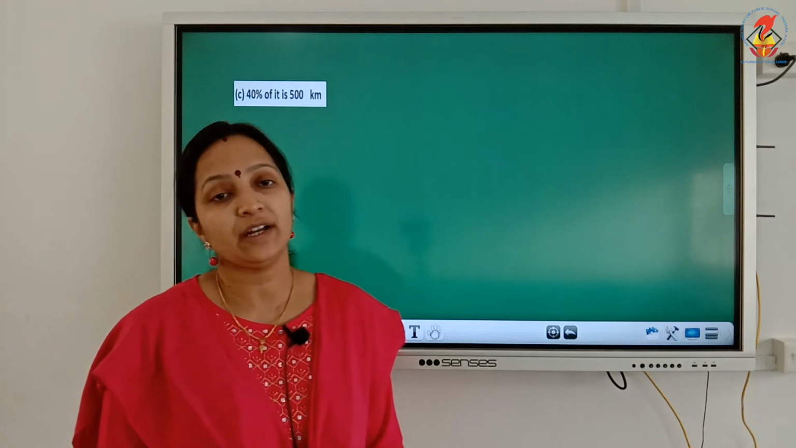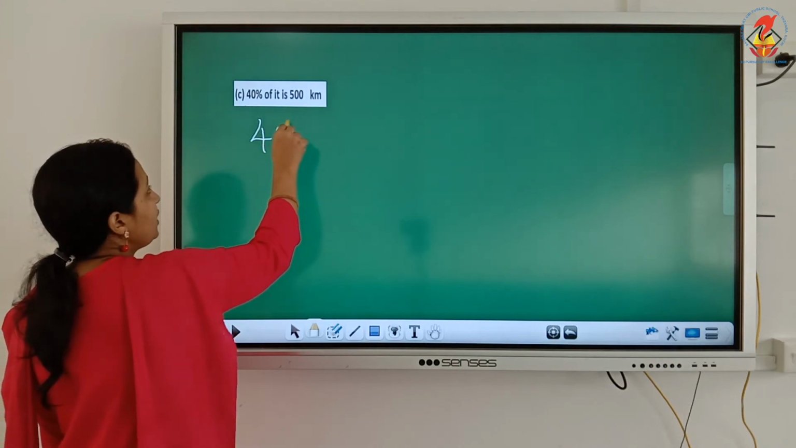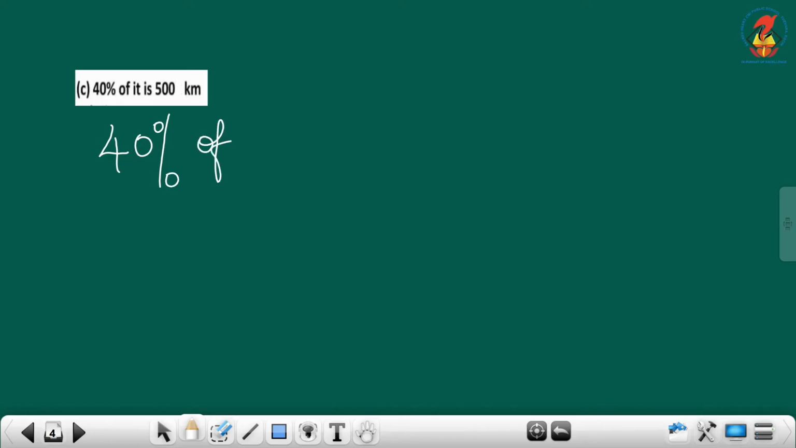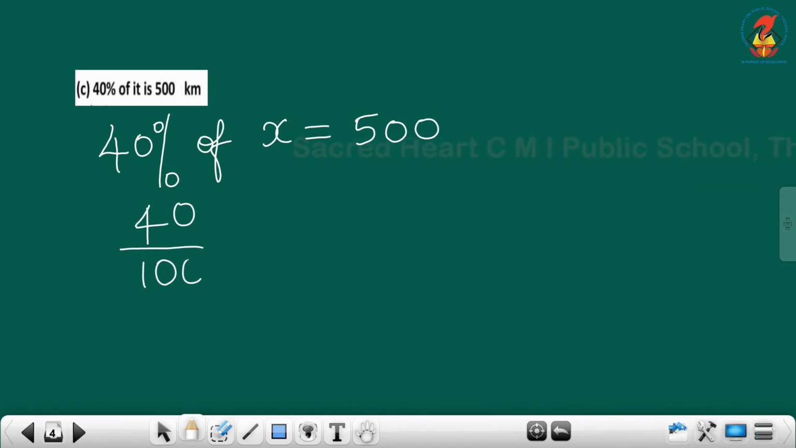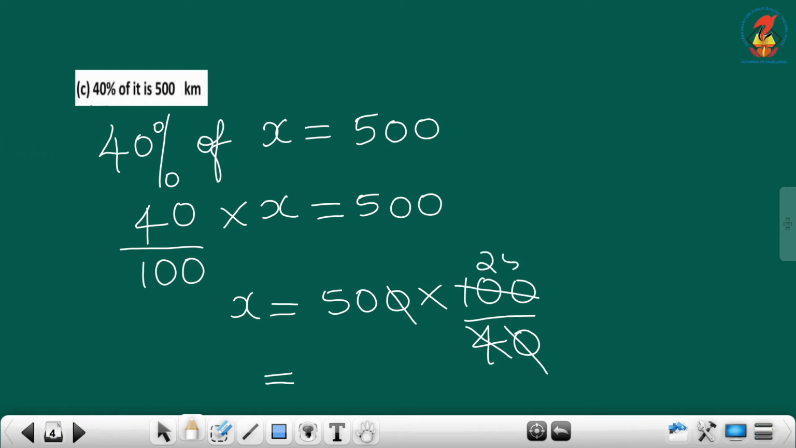40% of it is 500 kilometers. We don't know what the whole thing is, so we are taking it as x. Instead of x, if you want, you can take other variables also, no problem. So 40% of x is equal to 500. 40% means 40 by 100 into x is equal to 500. Use the transposing method. x is equal to 500 into 100 by 40. Cancel one 0. What will you get? 100 divided by 4. What is the answer? 25.